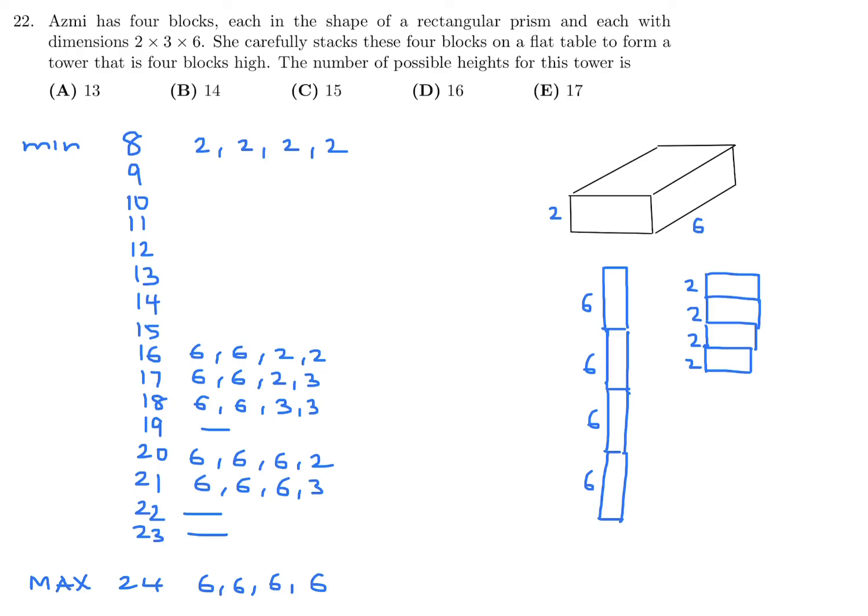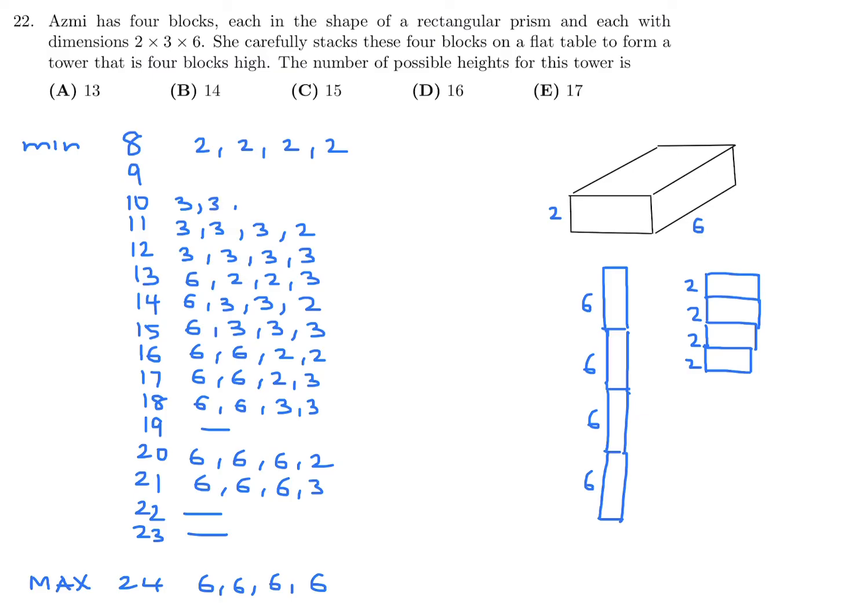15 I think I can get with just 1 6 and then 3, 3, 3, and 3. 14, 6, 3, 3, and 2. 13, 6, 2, 2, 3, that would give me 13. 12 I can get with all the blocks being 3 as the height. 11, let's see, 3, 3, 3, and 2. 10, 3, 3, 2, 2, that would do it.